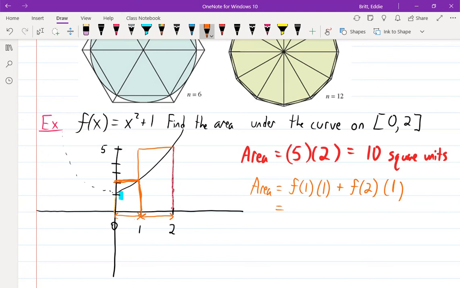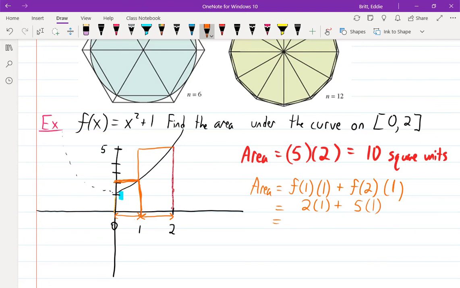I apologize. So f of 1, I plug a 1 in up here, I work that out, and I get 2 times 1, plus, and then if I plug a 2 in up here, I would get 4 plus 1, which is 5, and then again the width was 1.